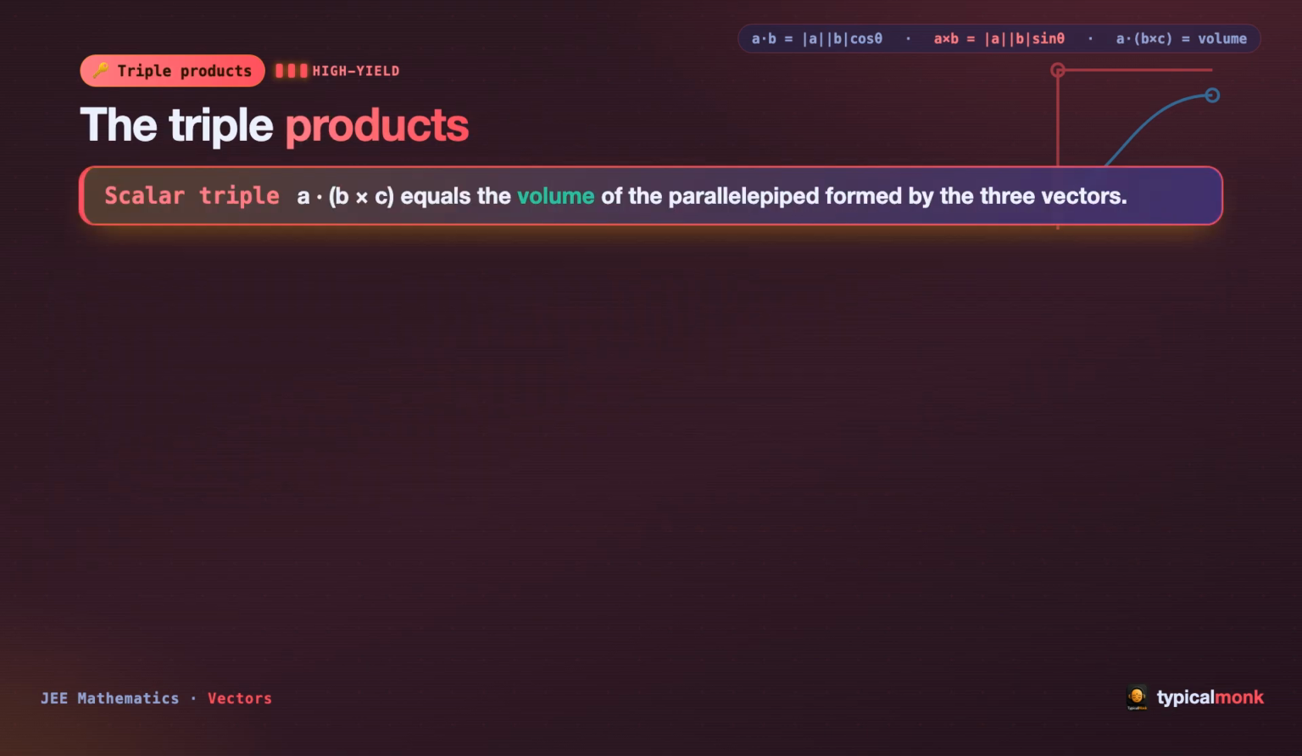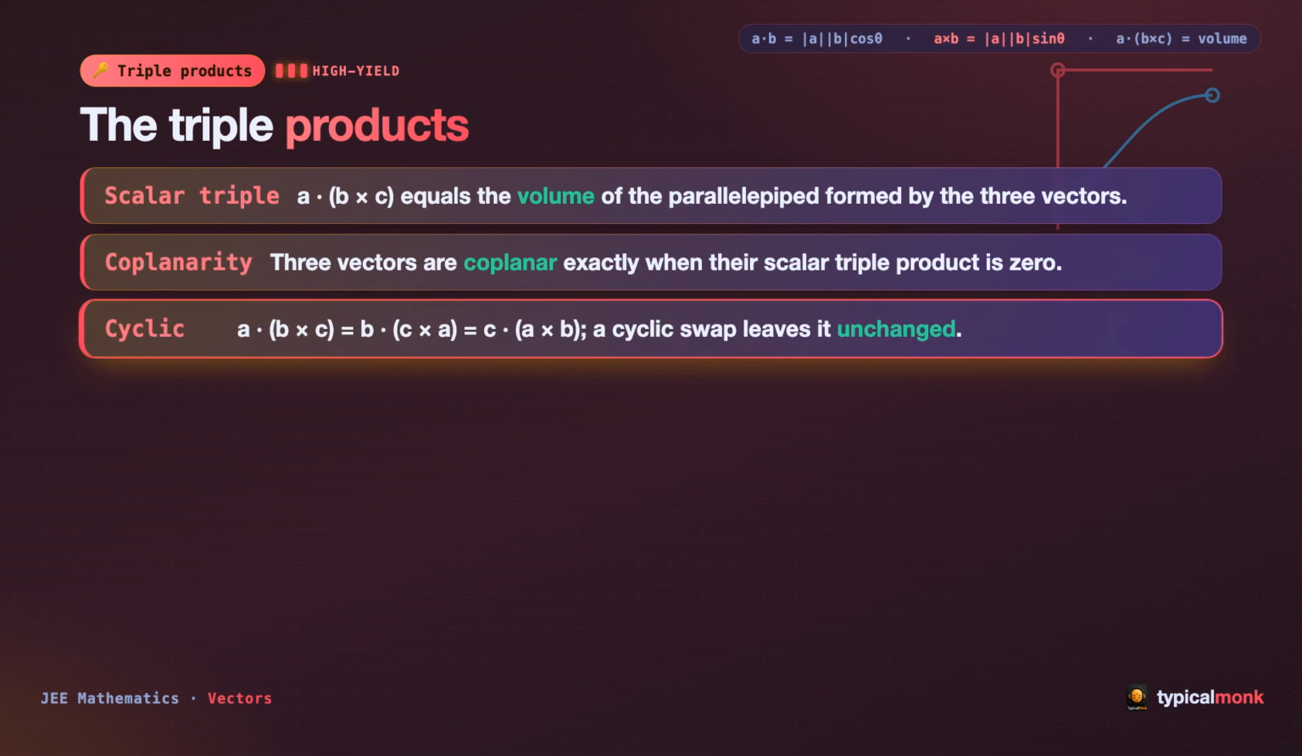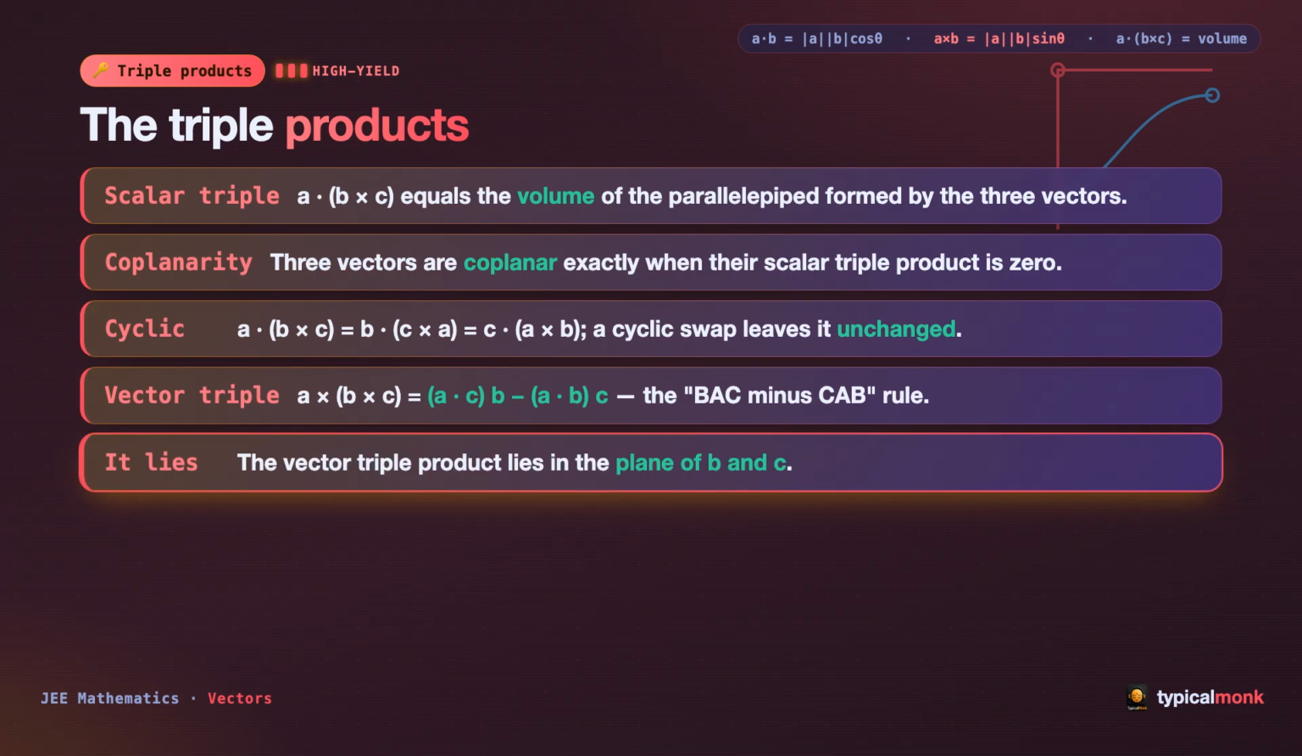Now the two triple products. The scalar triple product: a dot b cross c equals the volume of the parallelepiped formed by the 3 vectors. Coplanarity: 3 vectors are coplanar exactly when their scalar triple product is 0. Cyclic: a dot b cross c equals b dot c cross a equals c dot a cross b. A cyclic swap leaves the value unchanged. The vector triple product: a cross b cross c equals a dot c times b minus a dot b times c, the back minus cab rule. The vector triple product lies in the plane of b and c.